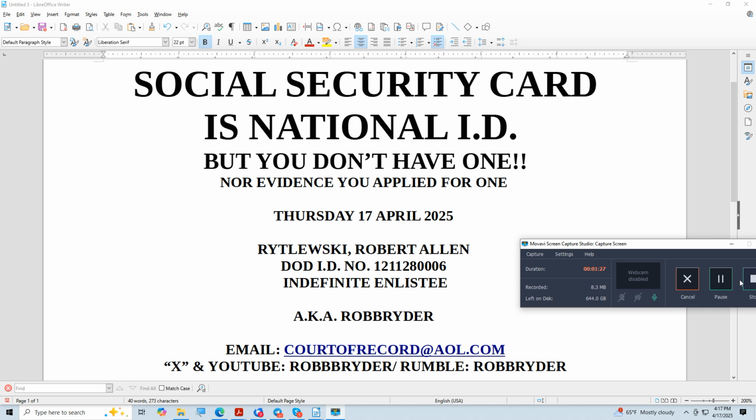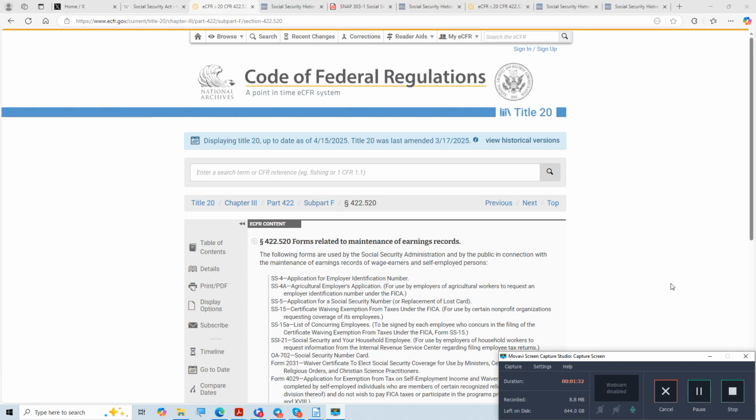And with that said, let's see where we're at. Hang on just a second. So to begin with, well, what should we have, right? And for that, it's in the Code of Federal Regulations in Title 20. So it's 20 CFR 422.520, which is forms related to maintenance of earning records. And Title 20 Chapter 3 has to do with the Social Security.